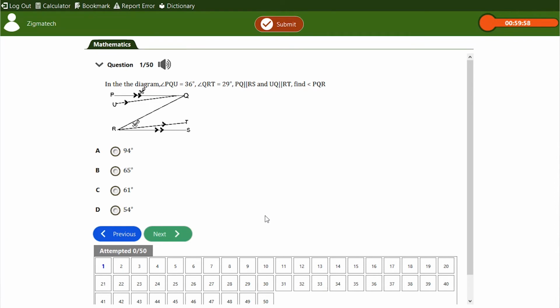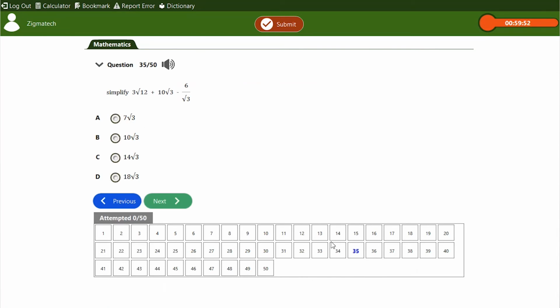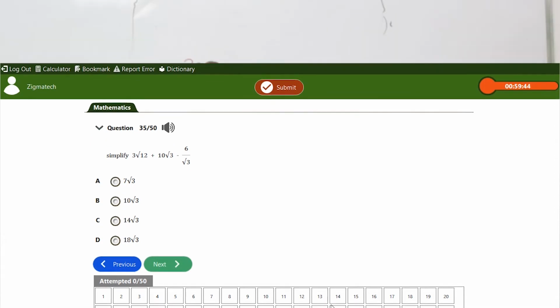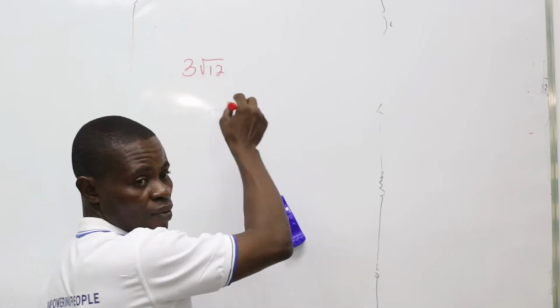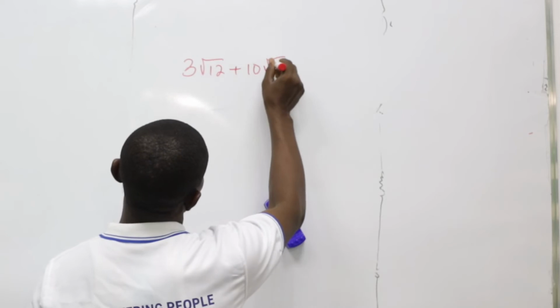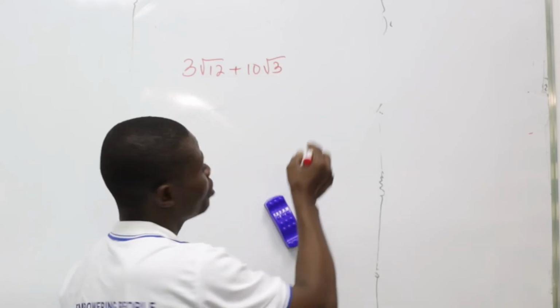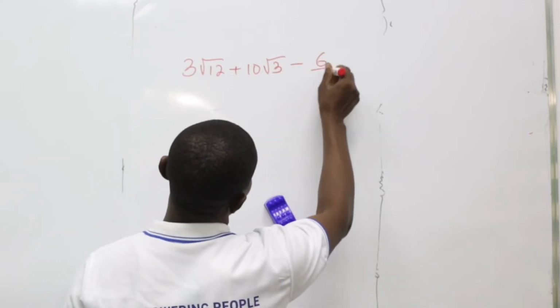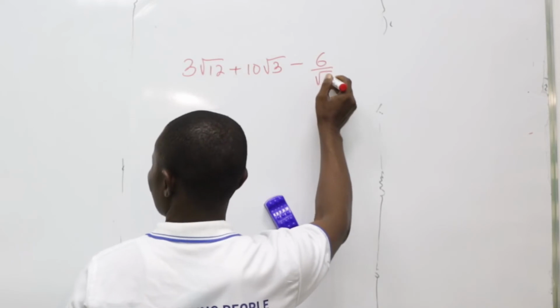SSCE 2002. You can see the question: simplify 3 root 12 plus 10 root 3 minus 6 all over root 3.